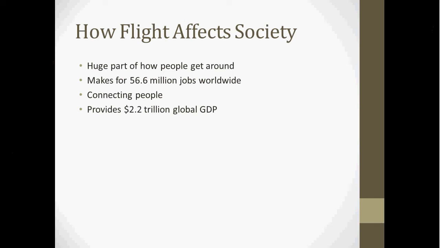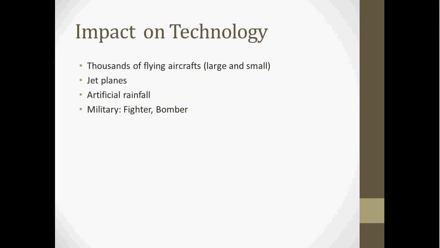So first off, how it affects society. It's a huge part of how people get around, obviously, as well as how you ship goods and things of that nature. It makes for about 56.6 million jobs worldwide. It's involved in connecting people, and it provides about 2.2 trillion dollars of global GDP, which is massive. And the plane is really important technology nowadays. For example, there are jet planes and fighters and bombers for military, and it is also used for artificial rainfall.